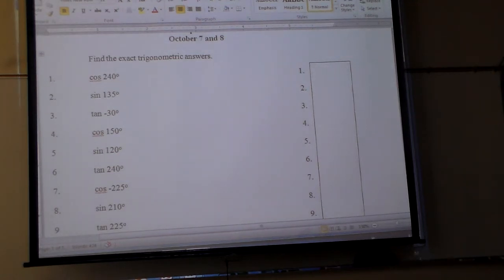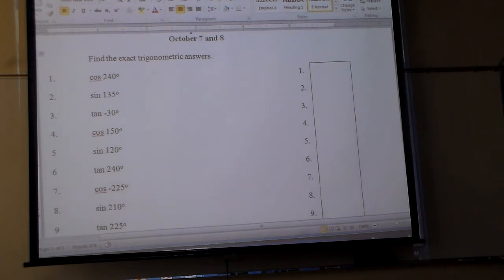It says cosine of 240 degrees. So what we want to do is find the alpha angle for 240. Remember, if the angle goes more than 90, you ask yourself: is it closer to 180 or closer to 360? That's going to be your question. So is 240 closer to 180 or closer to 360? Closer to 180. So how far is 240 from 180?